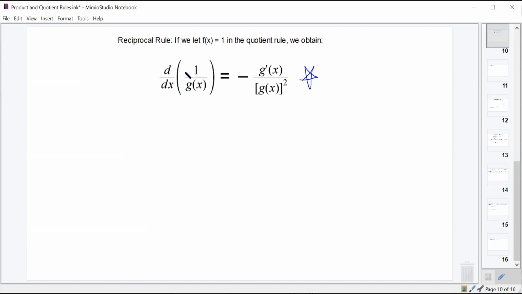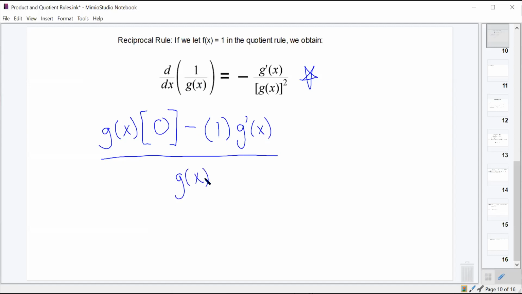How do we do the quotient rule with this? We do the denominator, right, times the derivative of the numerator. What's the derivative of the numerator? It's the derivative of 1. 0, right? Minus the numerator times the derivative of the denominator. The derivative of g of x is just g prime of x, all over g of x squared. And so we should see that g of x times 0 will cancel out, and we're just left with negative g prime over g squared.